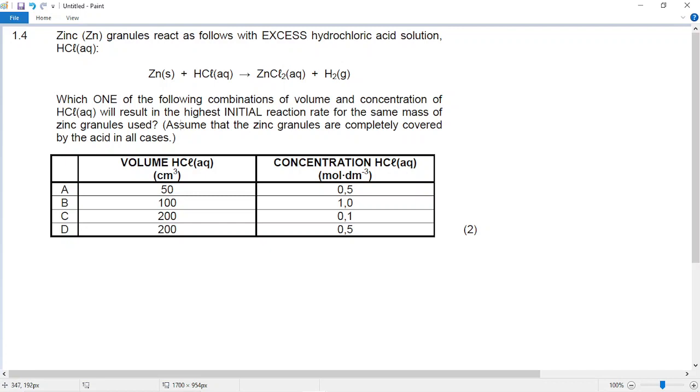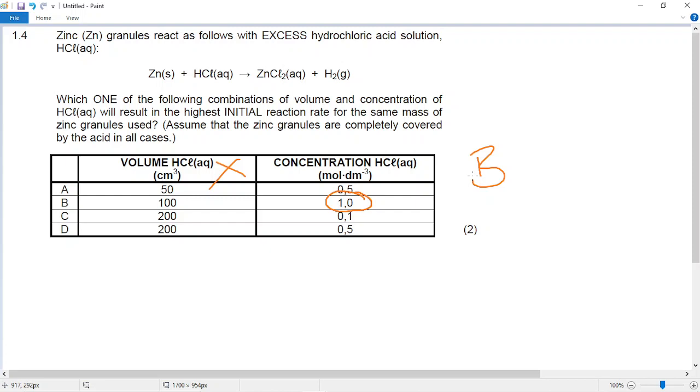So if the zinc granules are completely covered in all cases, the volume of the acid should not be concerning us at all, okay? Because the volume is not going to make any difference. What will make a difference is the concentration. So we should look for something with the highest concentration. And this one is the highest concentration in the table. So the answer is B. The volume is not making a difference to reaction rate.